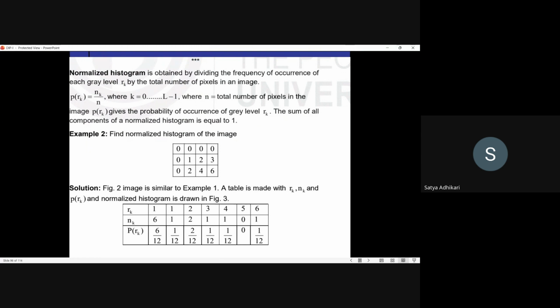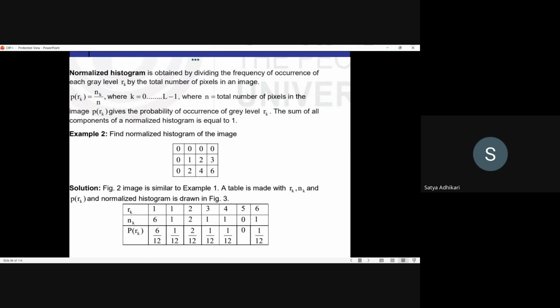is 1 by 12. If you add all the values of PRK of a normalized histogram, you will definitely get 1. That is 6 by 12 plus 1 by 12 plus 2 by 12 plus 1 by 12 plus 1 by 12 plus 1 by 12. That is 6 plus 1 is 7, 7 to 9, 10, 11, 12. 12 by 12, you will get 1.